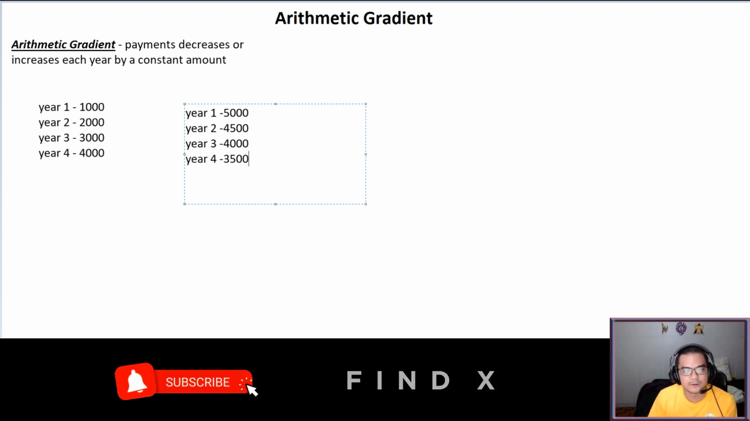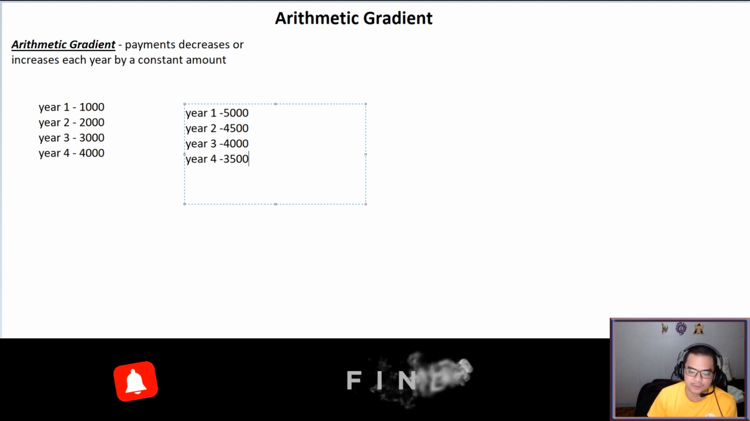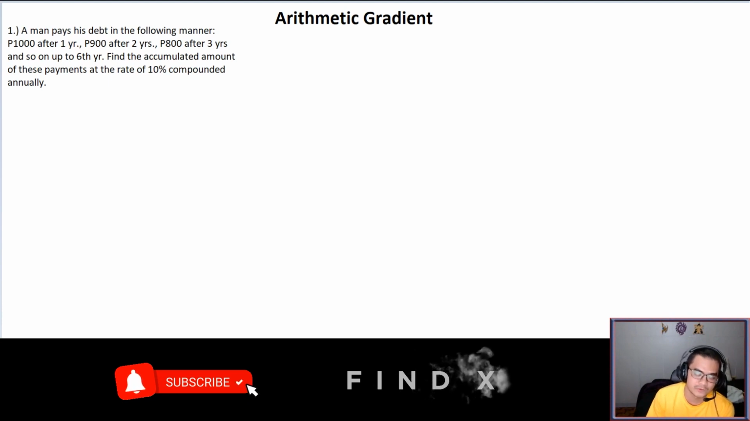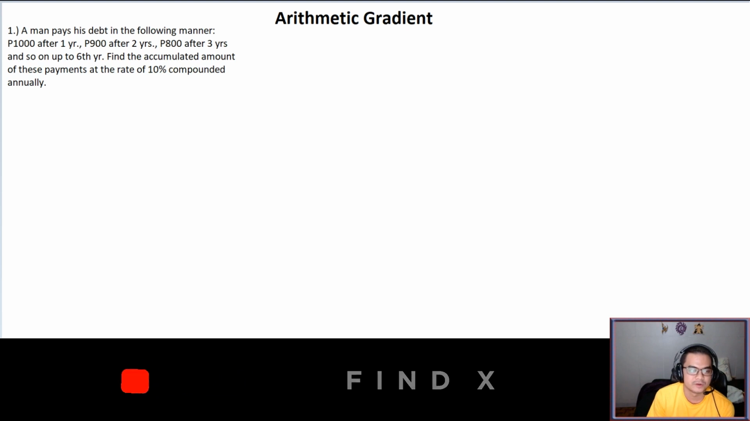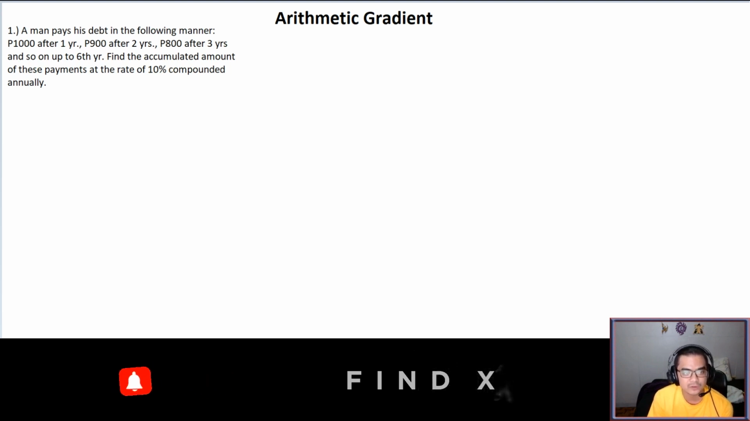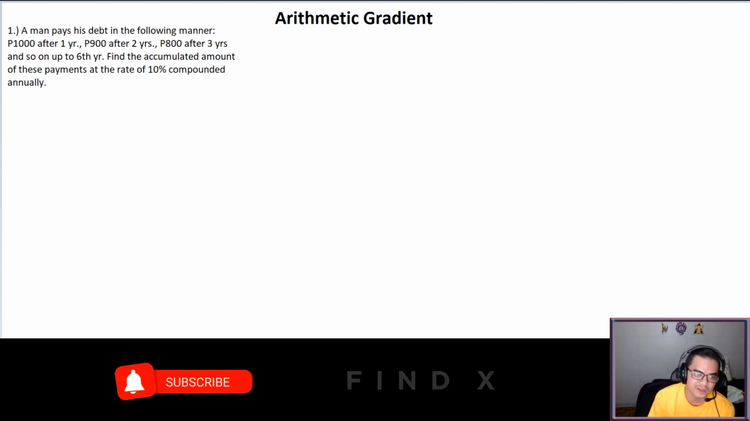With that definition, I think we can go for our first example. A man pays his debt in the following manner: 1,000 after 1 year, 900 after 2 years, 800 after 3 years, and so on up to 6 years. Find the accumulated amount of these payments at the rate of 10% compounded annually.